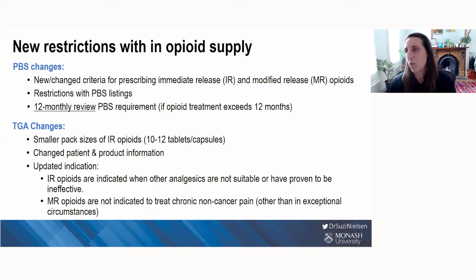Also in this context of why we might need to improve monitoring of outcomes for opioids is the fact that we've had a lot of changes around access and availability to opioids. Some of those implemented quite recently. So new restrictions around prescribing with immediate and modified release products, new PBS listings with different restrictions on indications. And importantly, there's been a new requirement that when people are maintained on long-term opioids, that once every 12 months, they're going to have a review about whether or not those opioids should be continued.